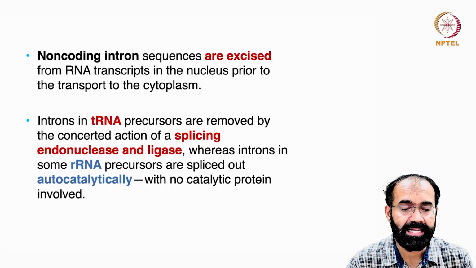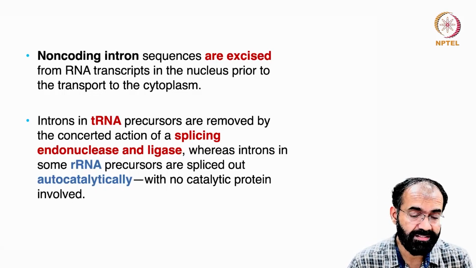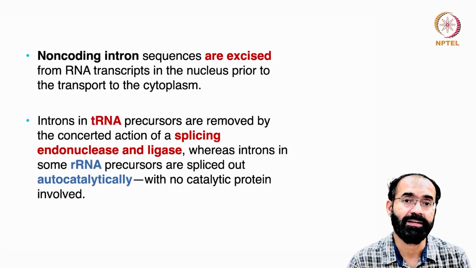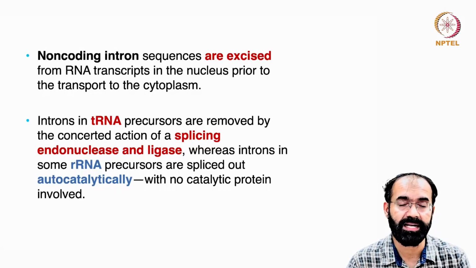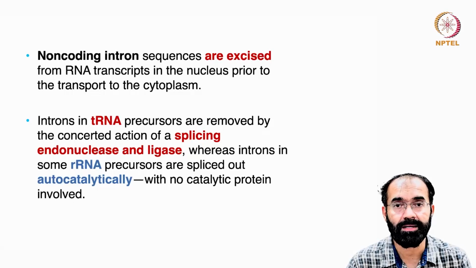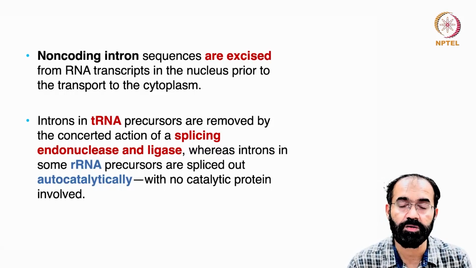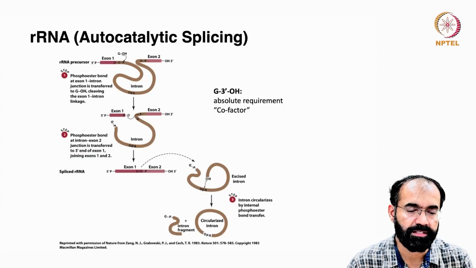So introns in the tRNA precursors are removed by the concerted action of many of these enzymes, and the introns of some ribosomal RNA precursors are spliced out automatically, and we call it autocatalytic action. Catalytically they are removed with no specific protein catalyst involved. It's not a rule, but in some cases it is capable of doing that, similar to what we saw in group 1 and group 2 introns. So we are talking about certain ribosomal RNA. Let us see how it does it.